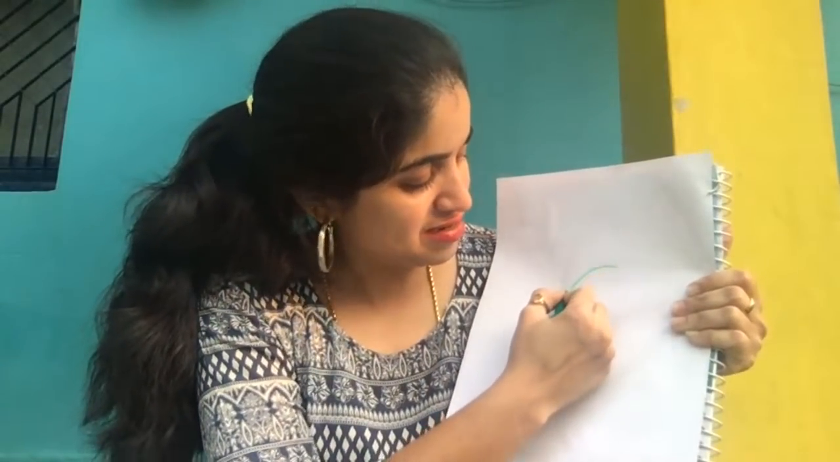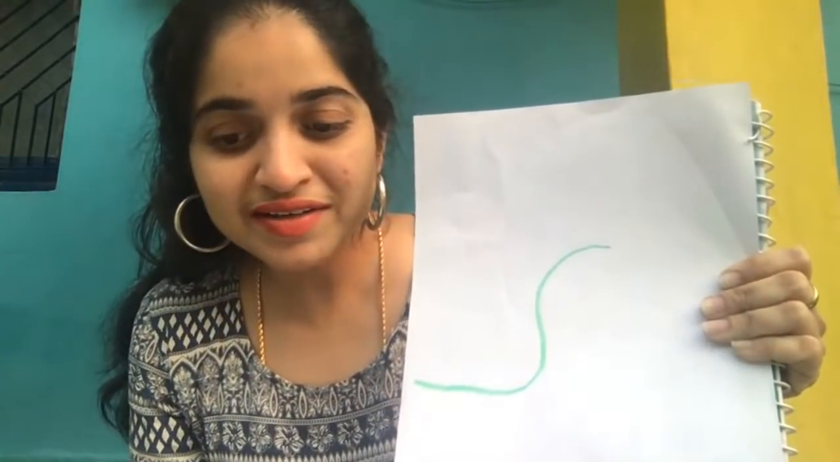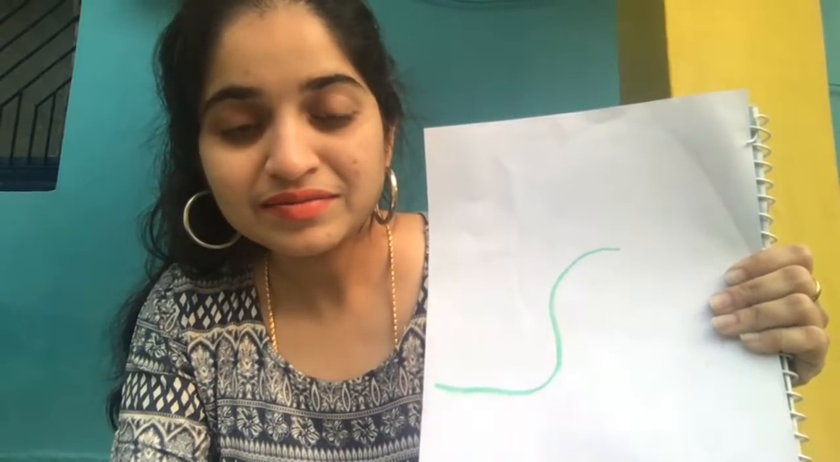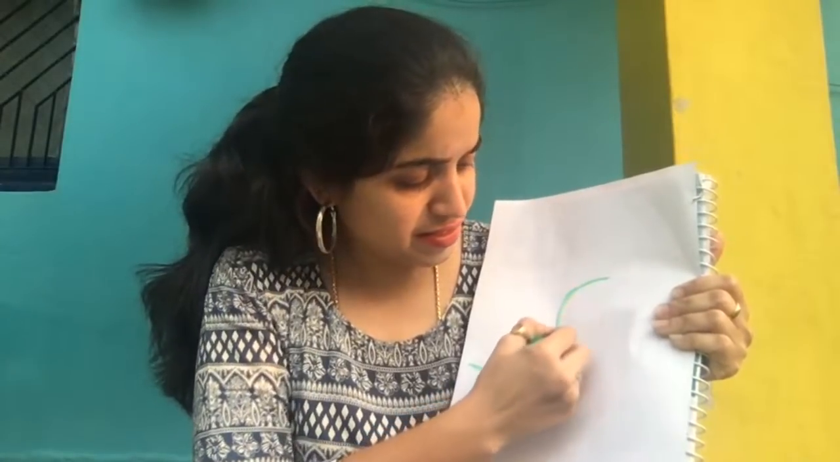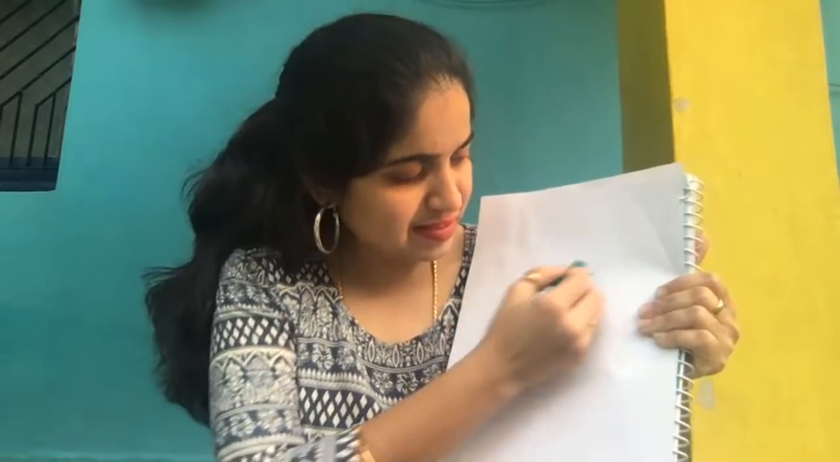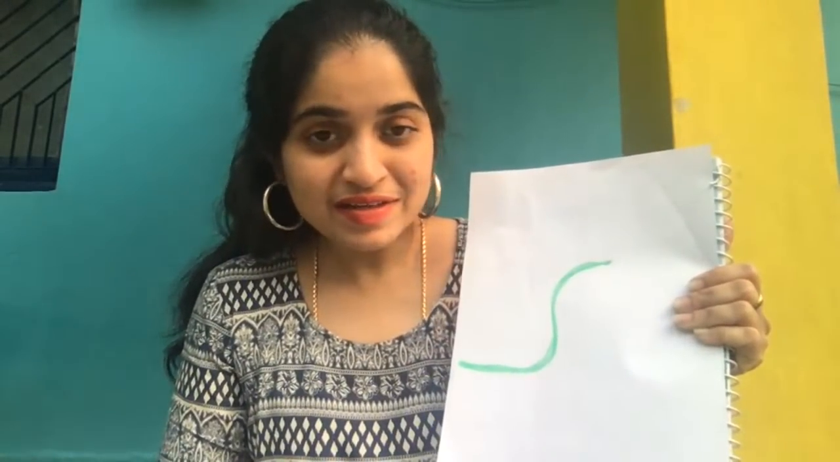Okay, come on, start. Ta-da! Just draw it. Yes, like this. It can be of any shape, no problem, children. Okay, you just have to draw. Yes, like this. Over. This is the first step.